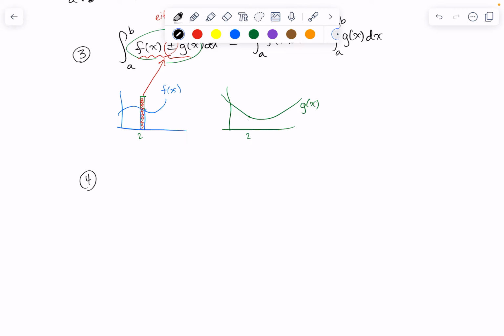Property number 4. The integral preserves inequality.